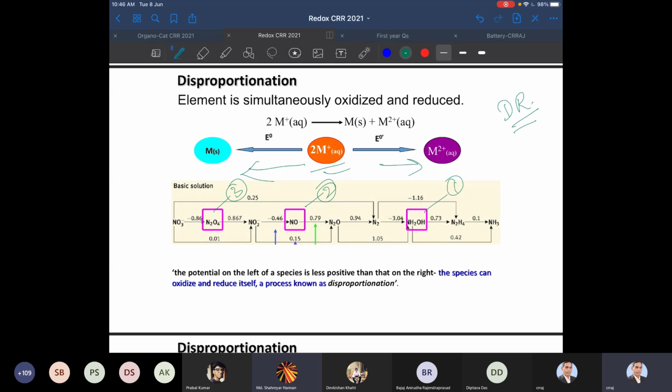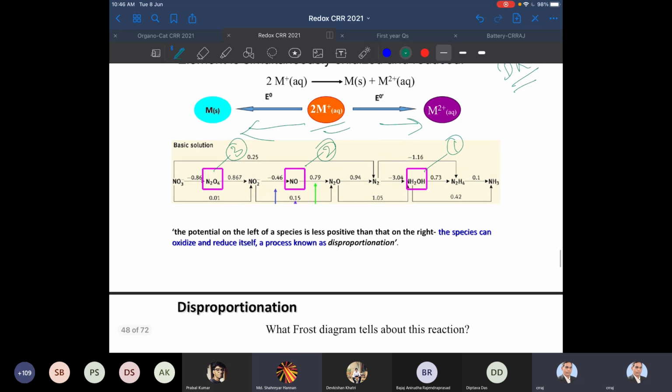Sir, which species do we have to take on the right side? Reduced one or oxidized one? No, I did not get your question. Sir, which species do we have to take on the right side? See here, I think yesterday you did not follow properly.